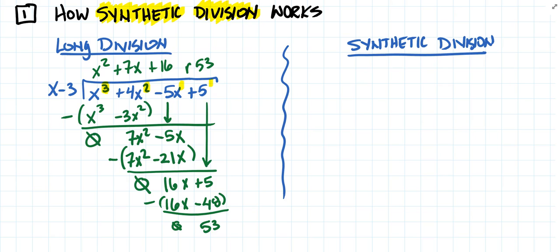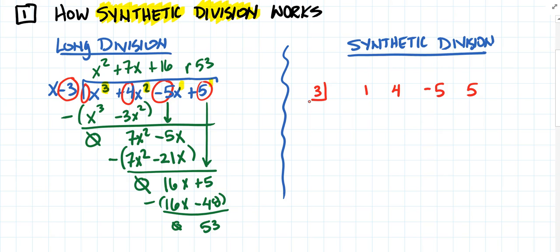Now, let's do the same exact problem using synthetic division. So here is the setup. I want to take a look at the coefficients of each of my terms here. So I'm going to set up a 1, a 4, a negative 5, and a 5. Then I want to take a look at my c part of my x minus c. I have an x minus 3 here, so I'm actually going to take the opposite of that one and put the number 3 on the outside here. And you're going to see why in a minute.